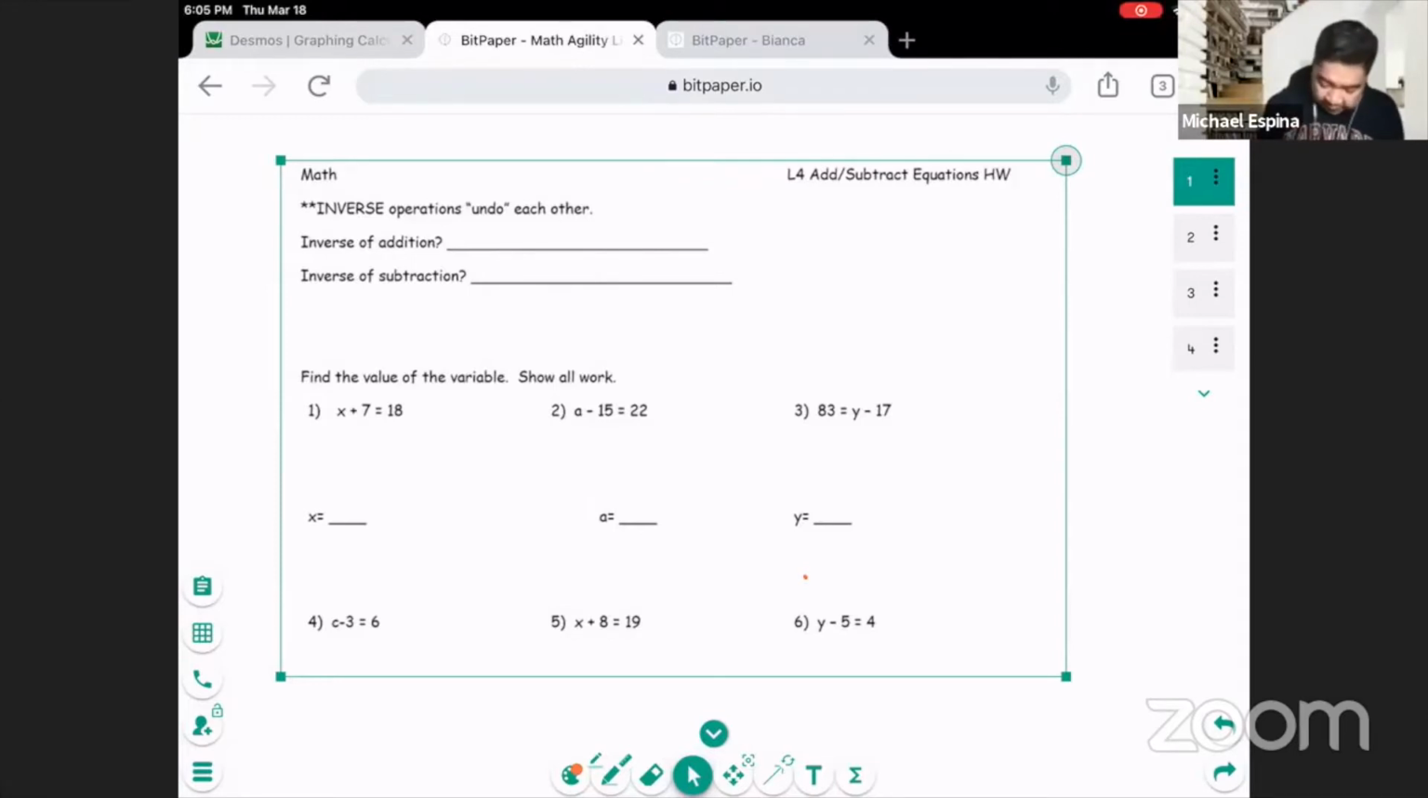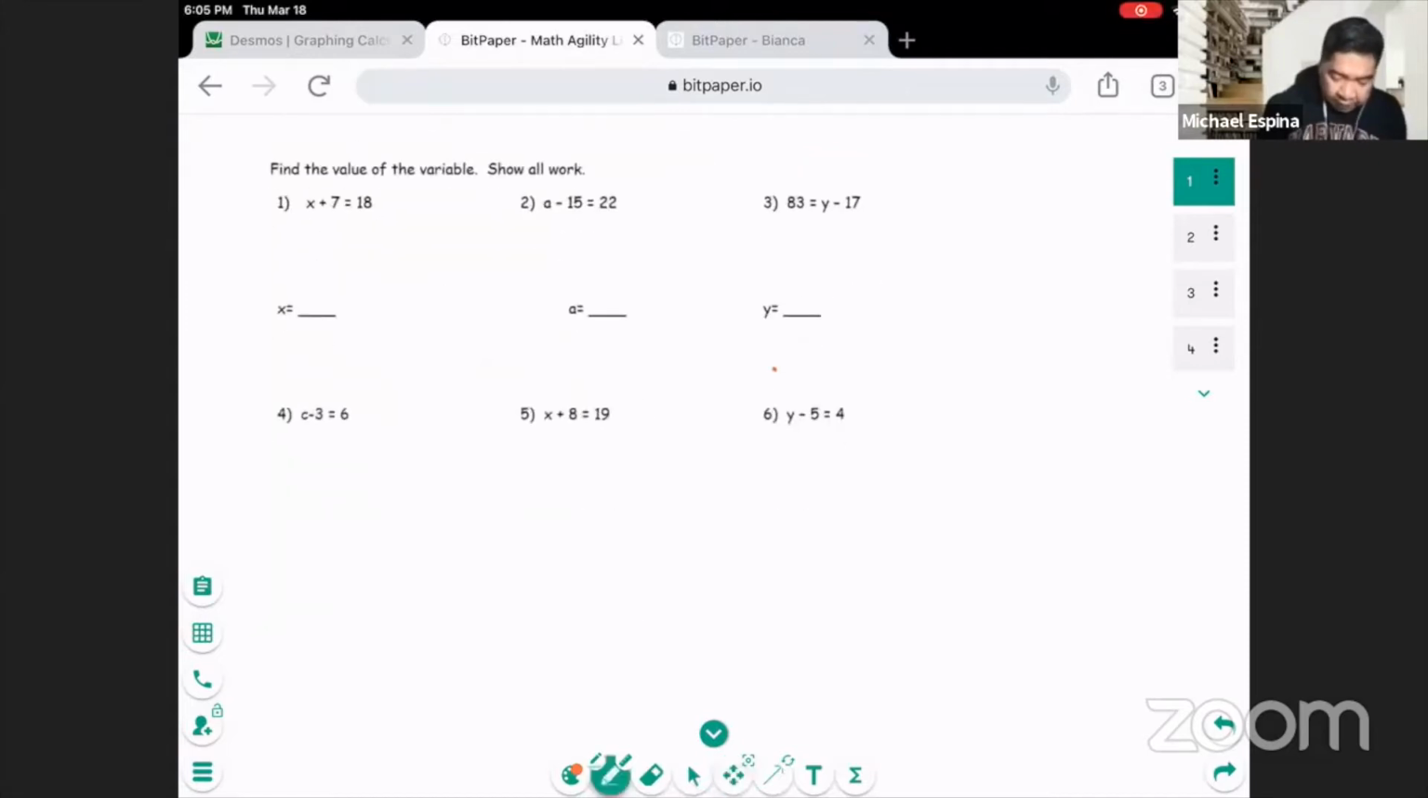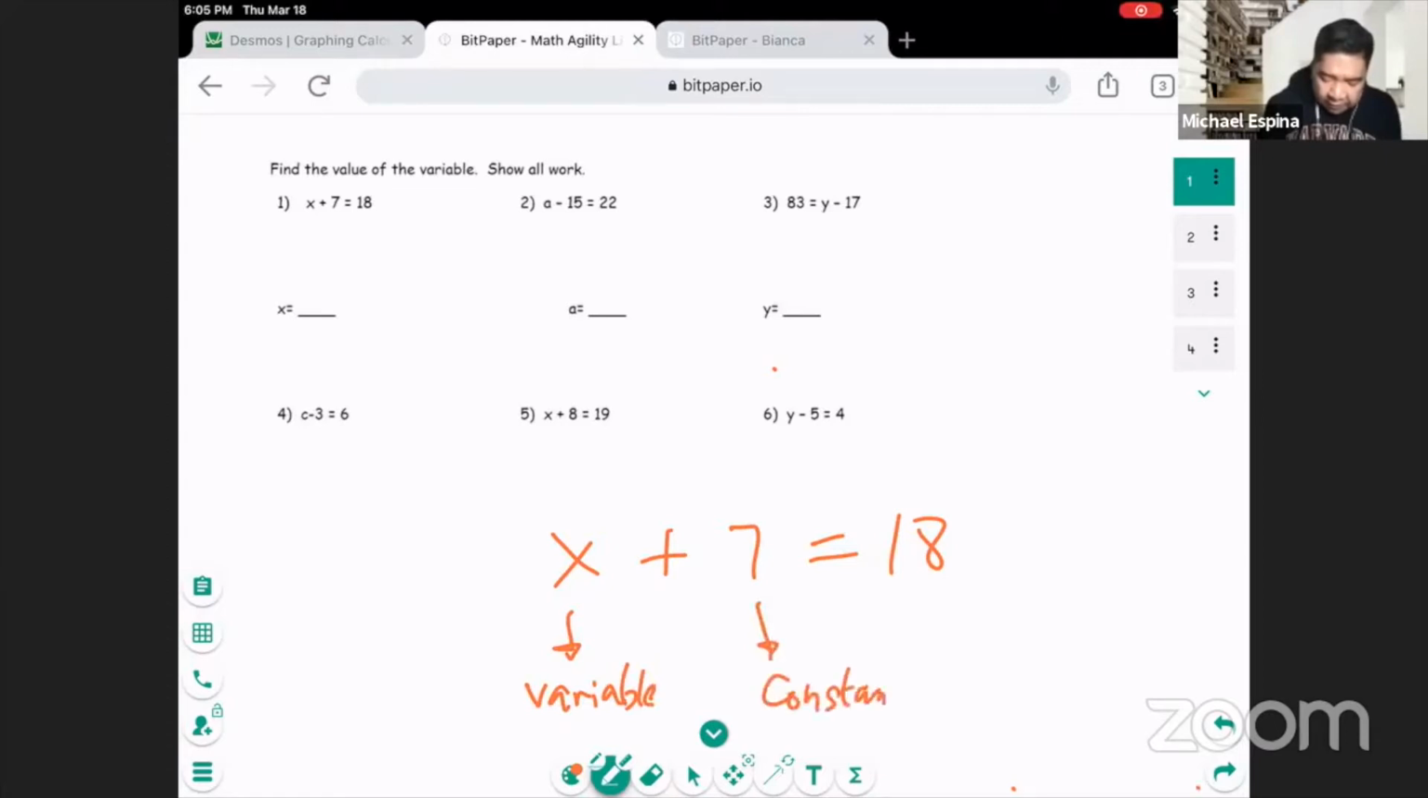So let's again try to write the equation here. x plus 7 equals 18. The variable is, of course, x. This is our variable. And 7 is called a constant, and 18 is also called a constant. Now, there's a rule in our equation that all variables should be on the left side.